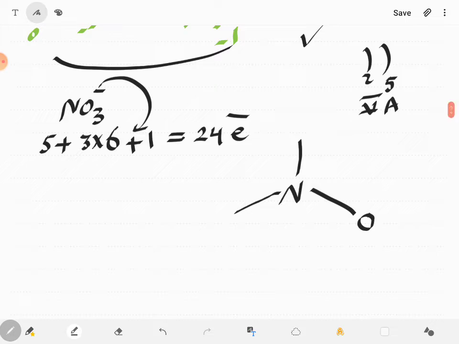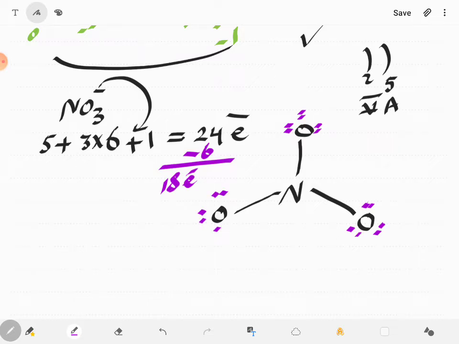And write 1 bond to each atom. Done. How many did we consume here? Of course, 6: 2, 2, 2. So I consumed 6, leaving 18 electrons remaining. I have to put them from the outside to the inside. So 1, 2, 3, 4, 5, 6, and again 6, and again 6. Done? Yes. I consumed already the 18 electrons.